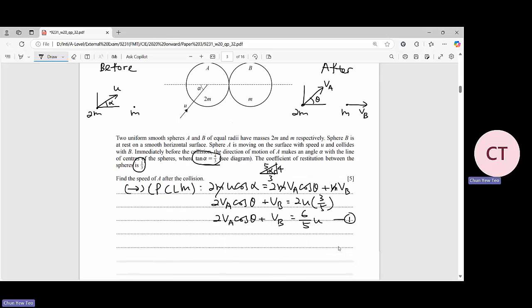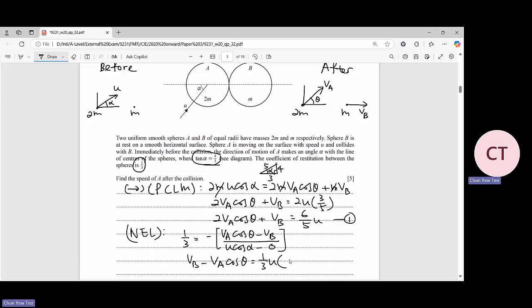And now we consider the NEL, Newton's experimental law. This one will be e equal to the negative of cos theta minus the VB divided by the u cos alpha minus 0. The e that is given in the question is 1/3, so you just write 1/3. So you get VB minus VA cos theta is equal to 1/3 u cos alpha.